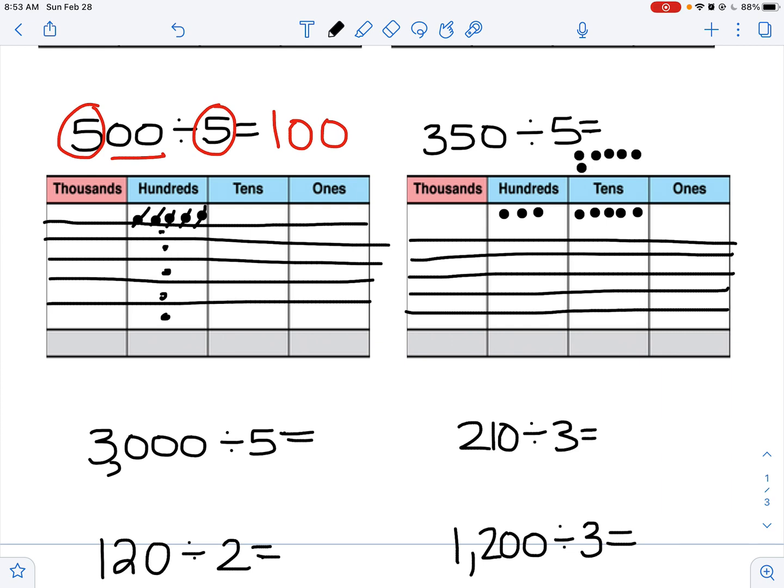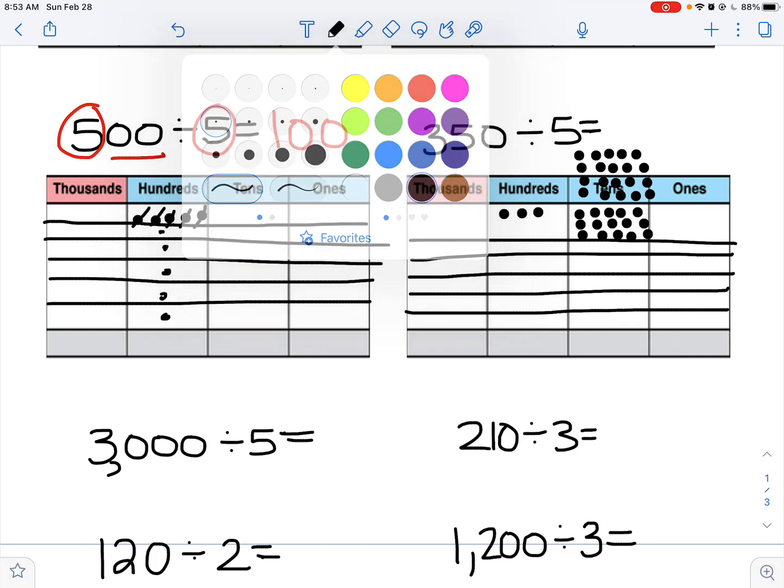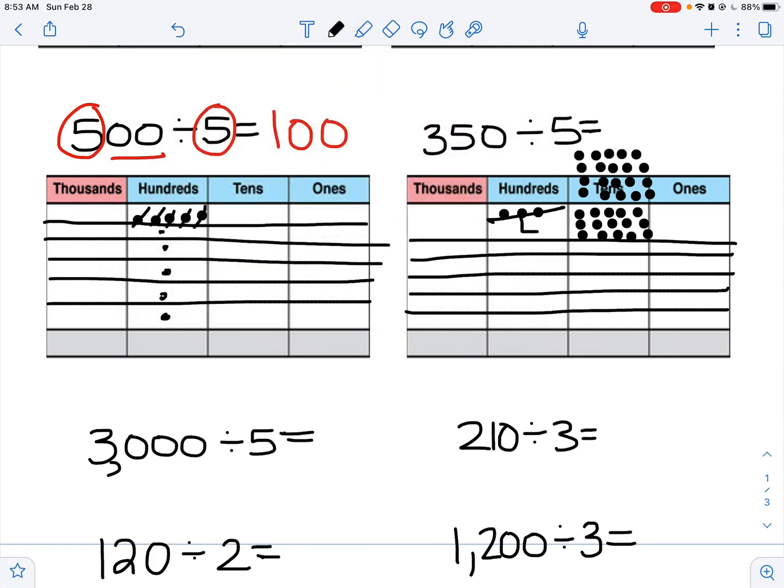1, 2, 3, 4, 5, 6, 7, 8, 9, 10, 11, 12, 13, 14, 15, 16, 17, 18, 19, 20, 21, 22, 23, 24, 25, 26, 27, 28, 29, 30. That's taking all of these and turning them into tens because I can't parcel them out as hundreds.